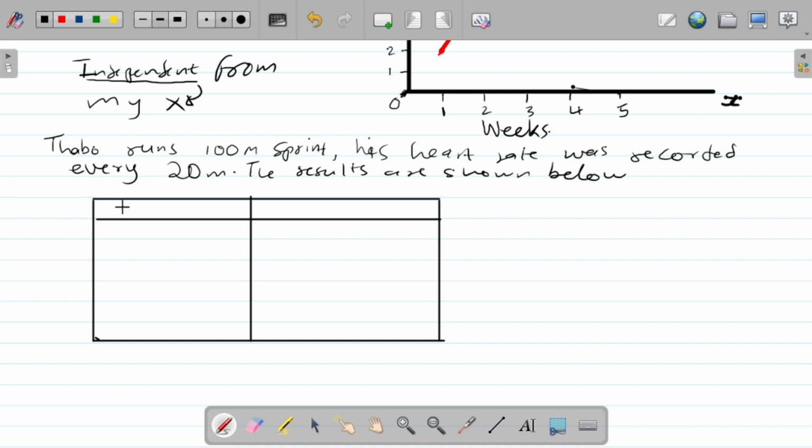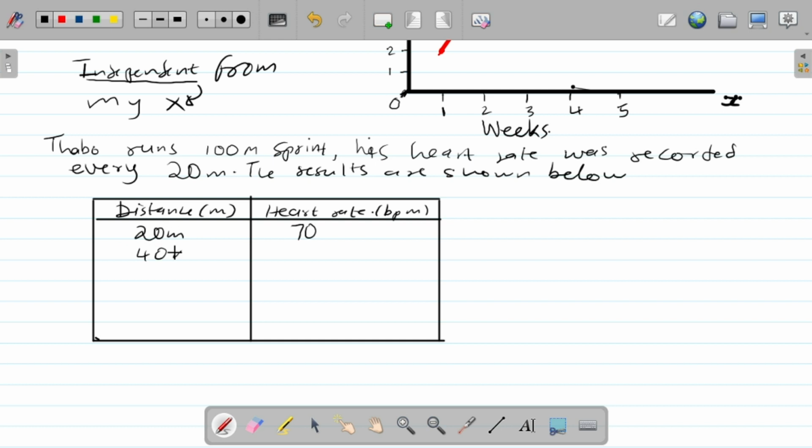Right. So what are our column headings here? We are going to have the distance in meters. And then we are going to have his heart rate in beats per minute. So at 20 meters, his heart rate was 70 beats per minute.